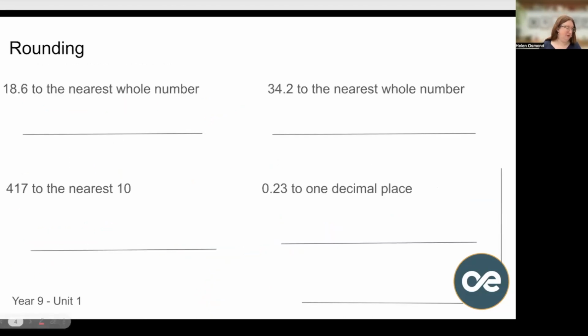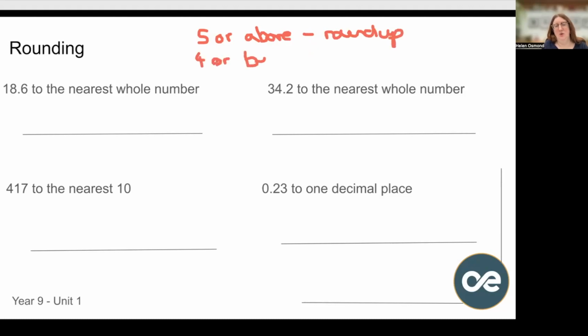So looking at these questions then, let's do a couple of examples to picture how it works before we do some more questions. Now, what you might have been told or learned before is that when we're talking about rounding, 5 or above, we round up, and 4 or below, we round down.